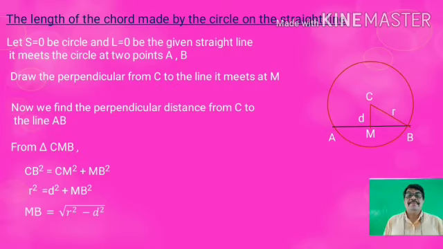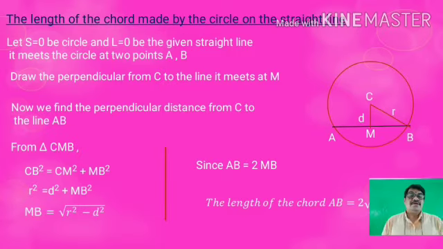From that, MB is equal to the square root of r square minus d square. Here M bisects the chord AB, so AM is equal to MB, since AB is equal to 2 MB.